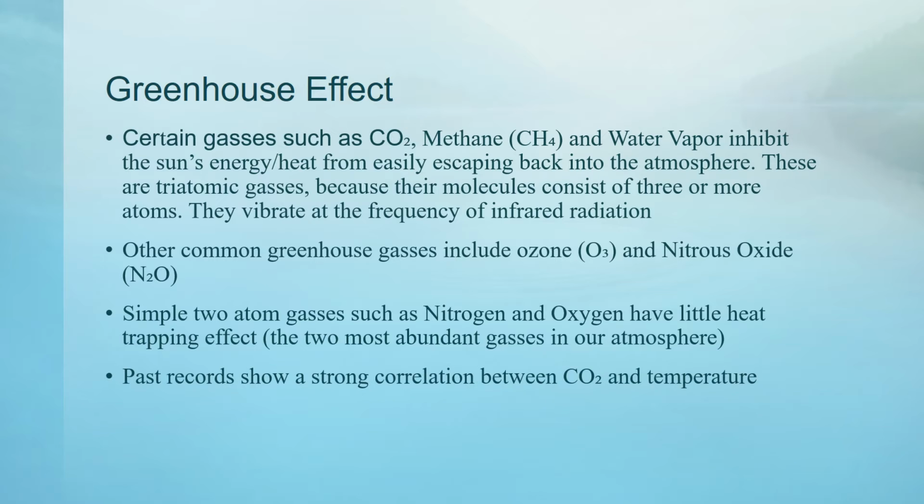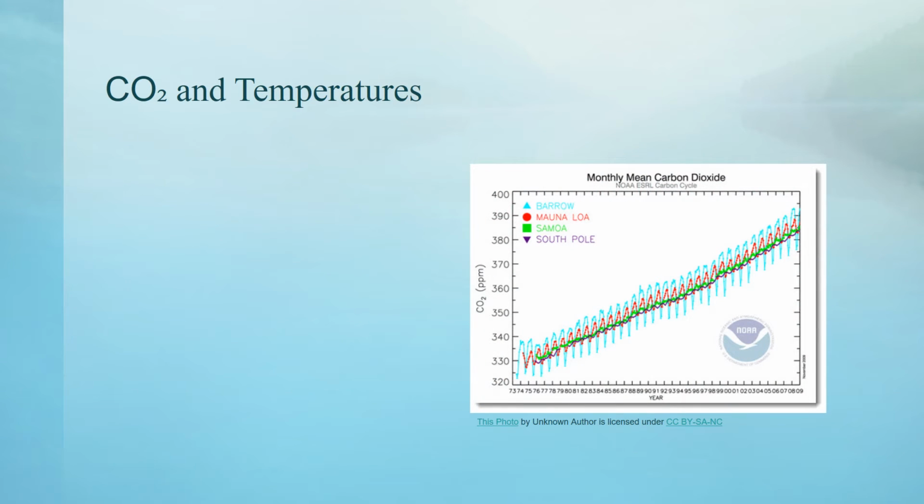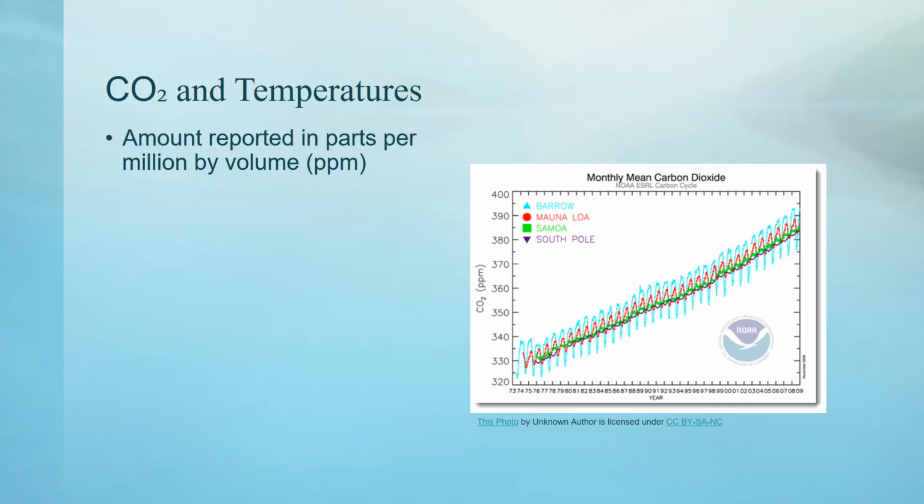And past records show a strong correlation between carbon dioxide levels and temperature. So there we go, CO2 and temperatures. The red one's Mauna Loa, which they've tracked for a number of years. And you see those ups and downs. That's because there's more CO2 released, I think in the summer, or no, I forget whether summer or winter, but they reverse. It's the amount reported in parts per million by volume, ppm.